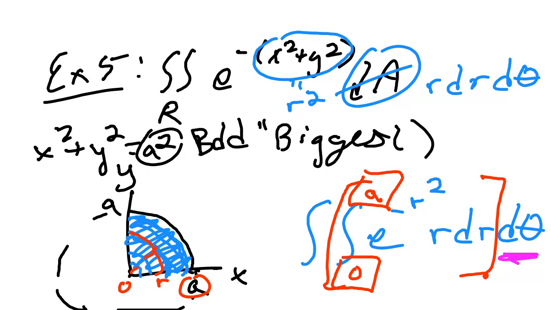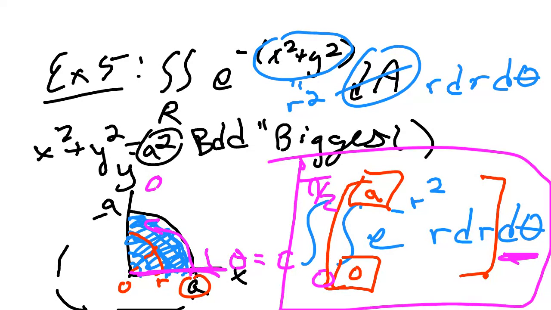Well, where does theta go from? My theta starts here, which is theta equals what? 0, right? All the way up here, this theta would be pi over 2, right? Anyway, so pi over 2 here. So 0 to pi over 2 for this outer one. And that's what they have, right?